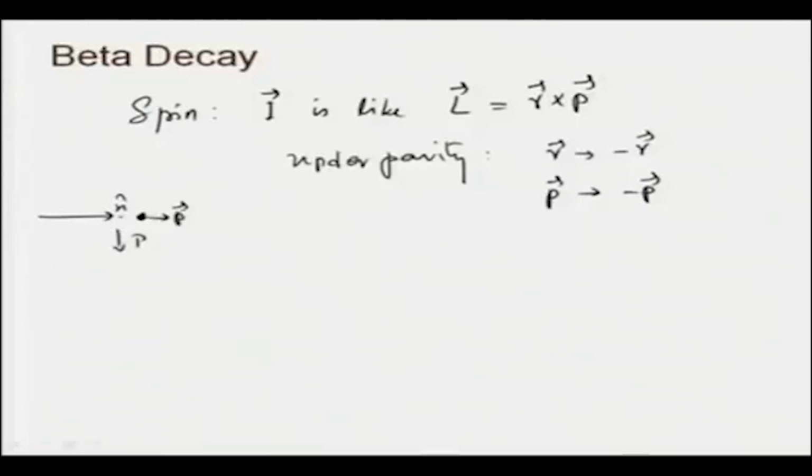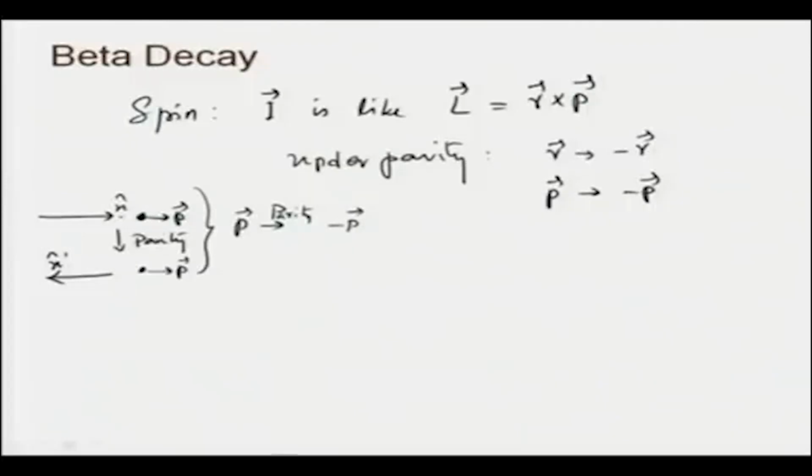And under parity, x will be reversed. Now, this is your new x direction, let me call it x prime, and p is, let us say, as far as that is concerned, going in the same direction. So, effectively you can say p goes to minus p under parity. Okay. That is one way of looking at it.